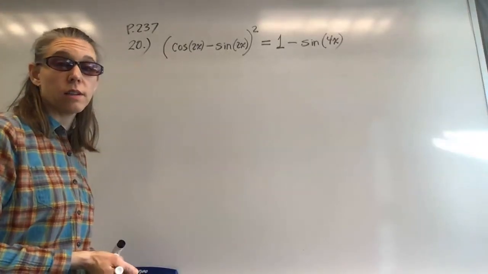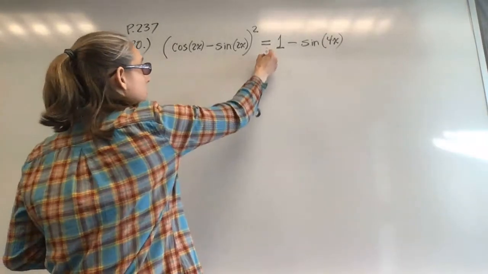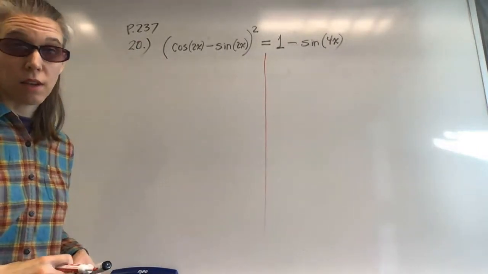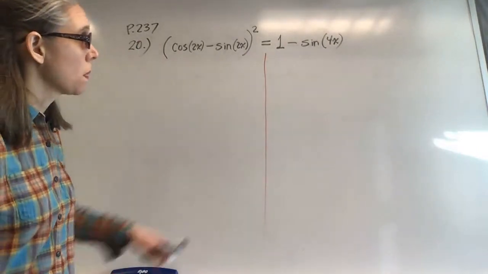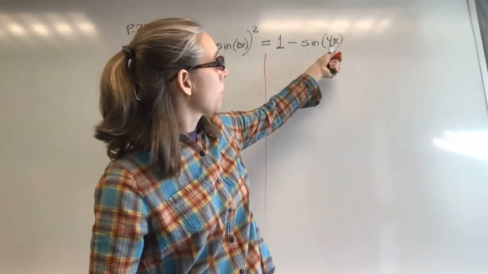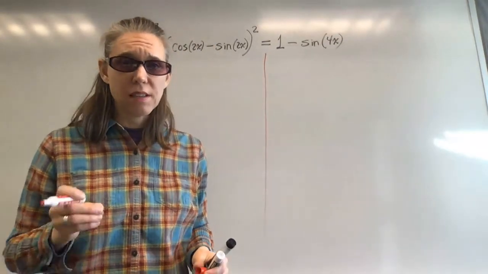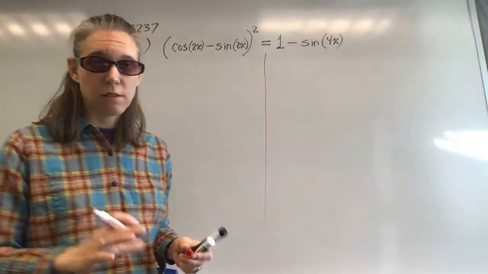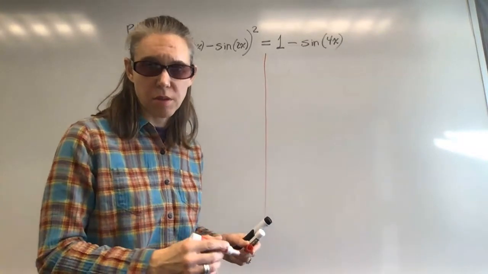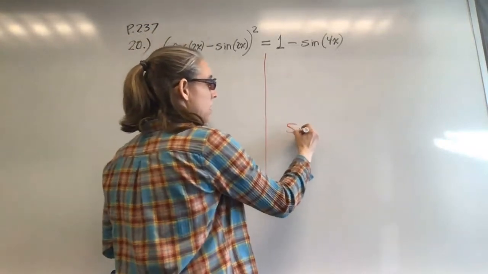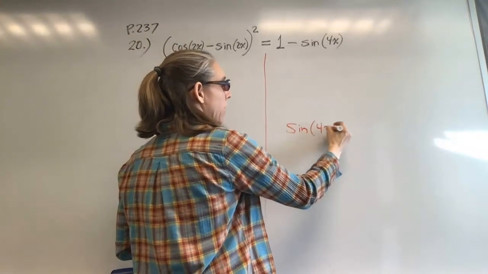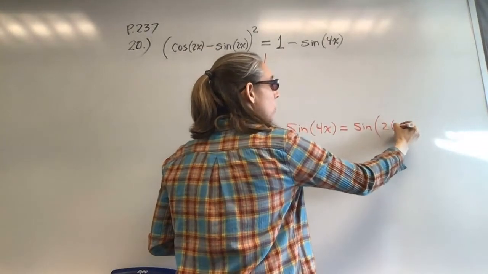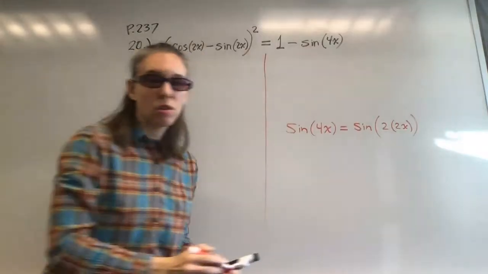Okay, so here is 20. I'm going to work on both the left and the right hand side. So first of all, the sine of 4x is the same as the sine of 2 times 2x. Okay, this is not part of my proof. I'm just going to write this up on the board so you can visualize this. The sine of 4x is the same thing as the sine of 2 times 2x.